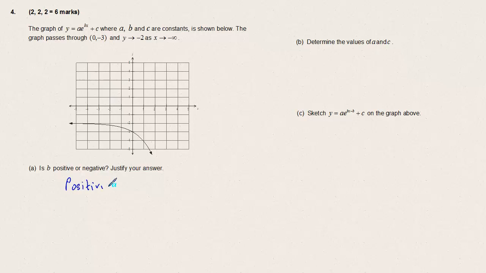Well, it is actually positive, and now I'm going to justify. If we think about the standard curve, which looks something like this, a b which is negative here would cause a reflection. Note that's the word reflection. Do not, under any circumstances, use the word flip when you mean reflection. It would give us a reflection in the y-axis, but this one isn't reflected in the y-axis. If anything, it's reflected in the x-axis. And that's why b is positive, and that's the justification.